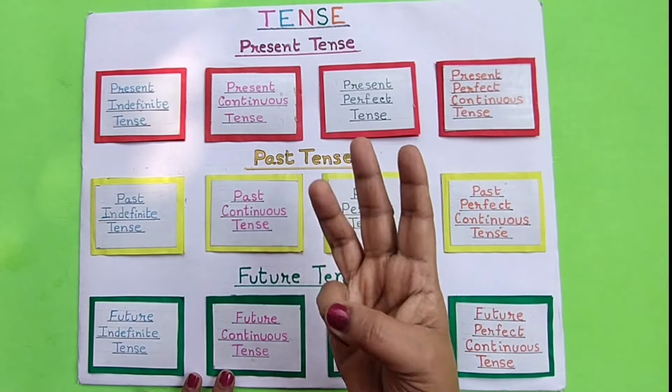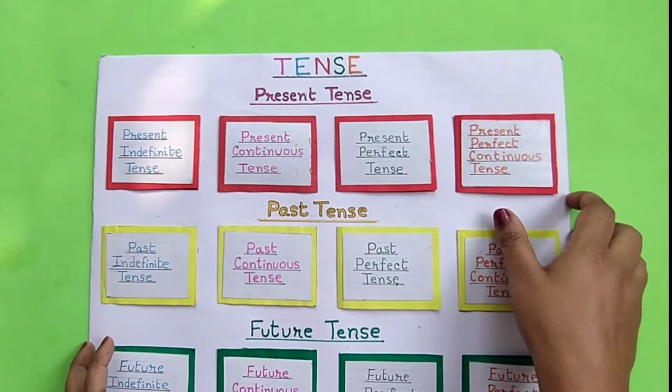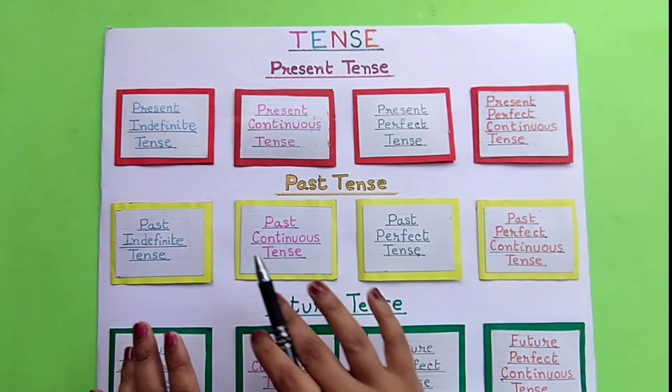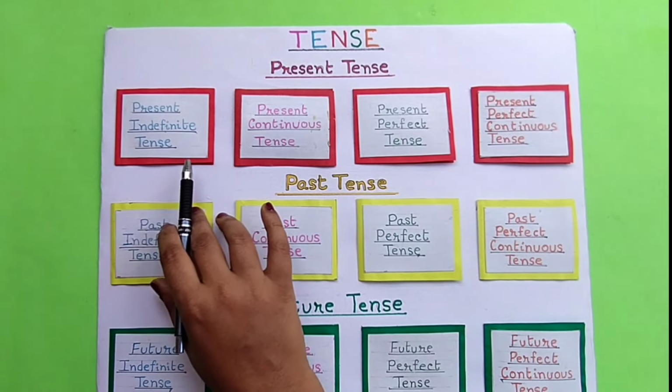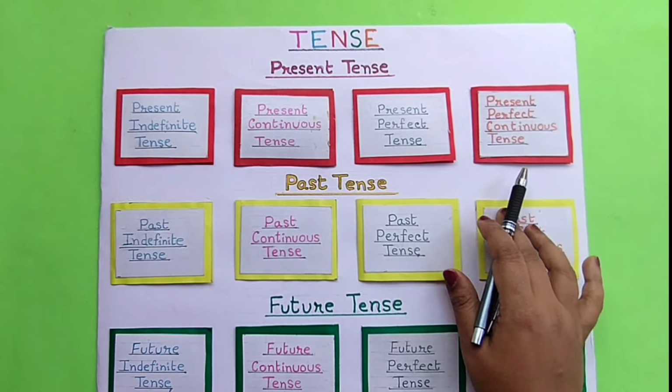Tense. There are three types of tense: present tense, past tense, future tense. Each part has four more types: simple or indefinite tense, continuous tense, perfect tense, perfect continuous tense.